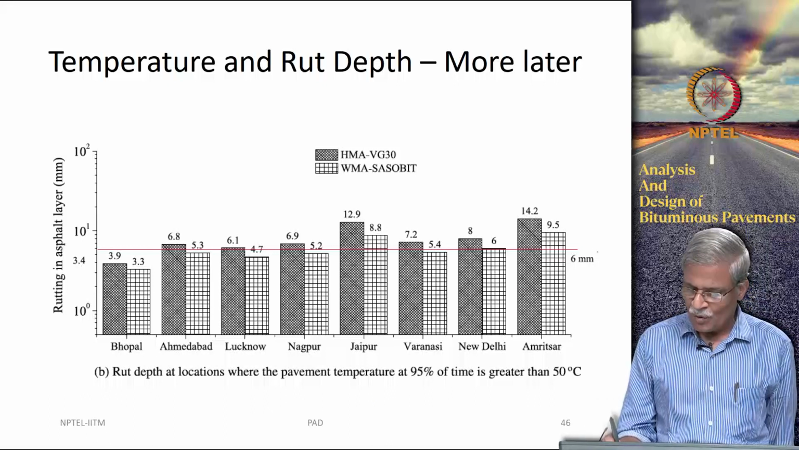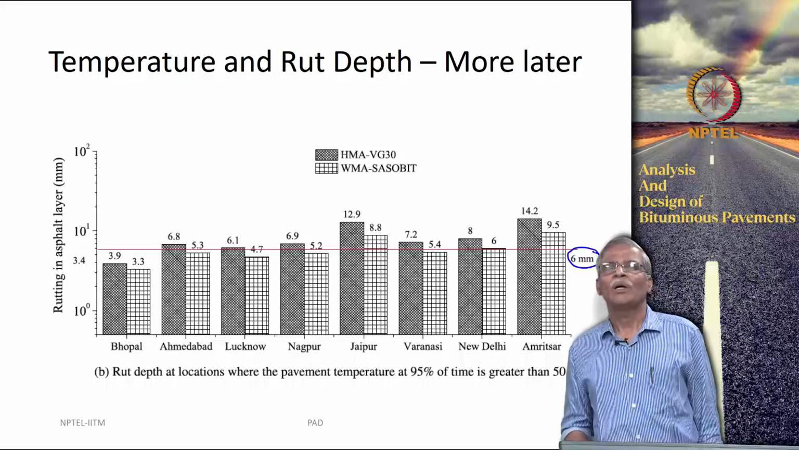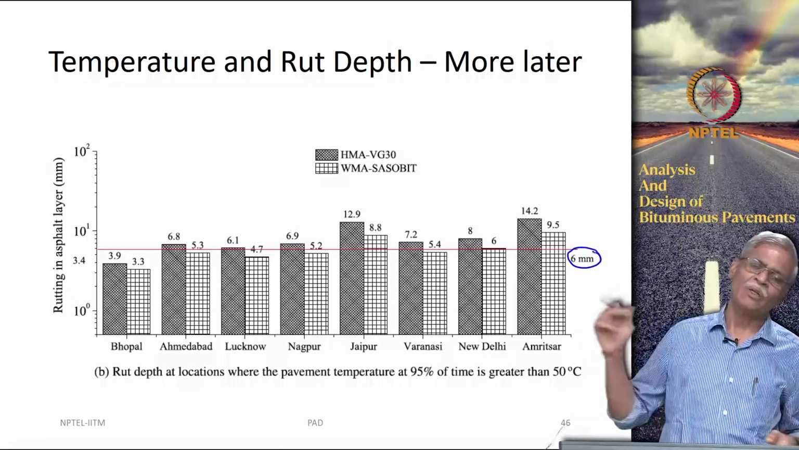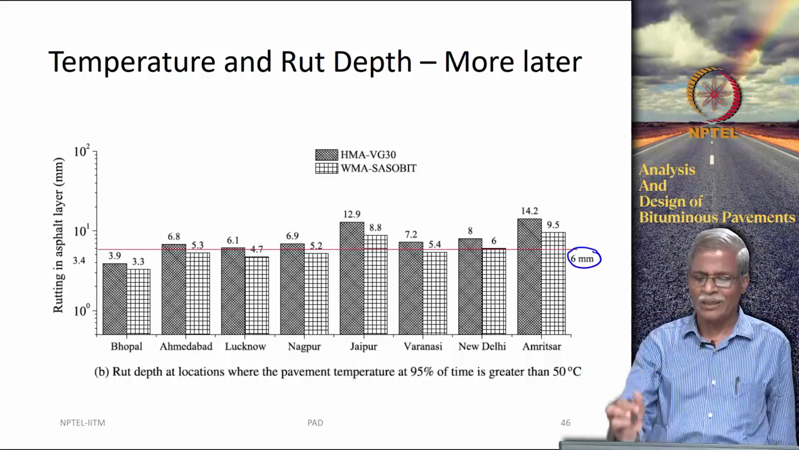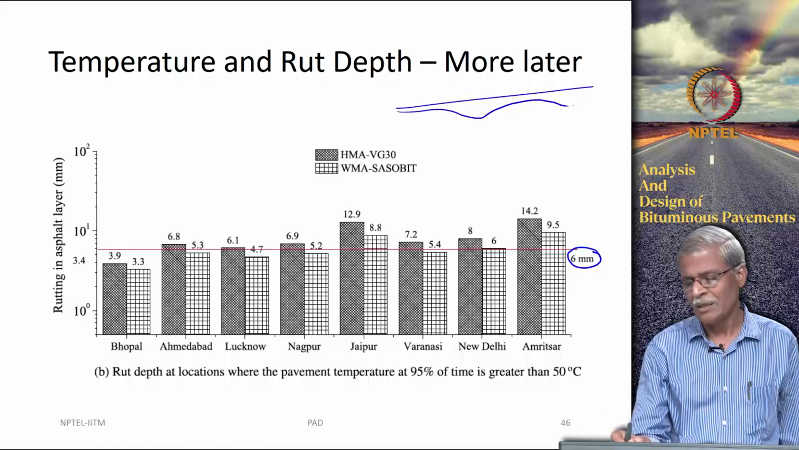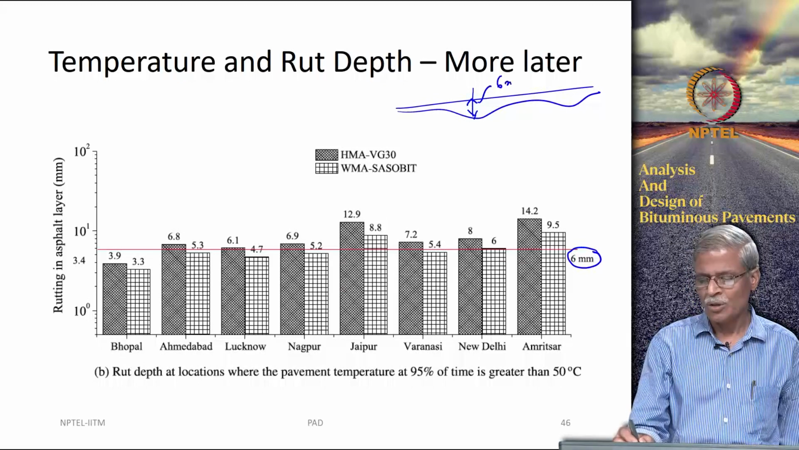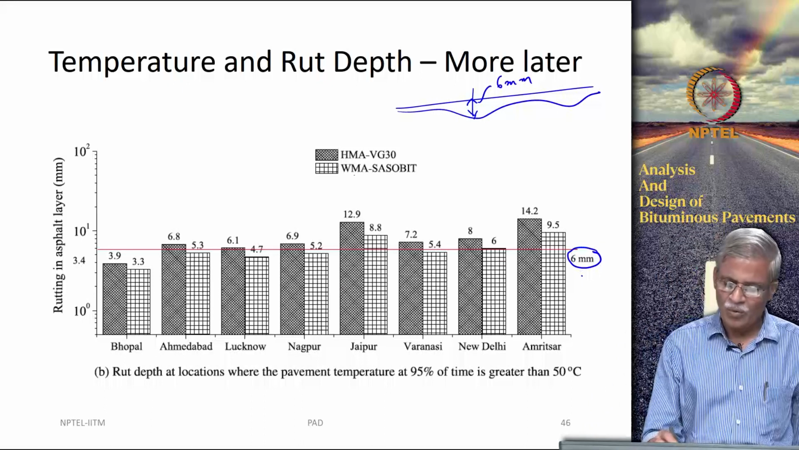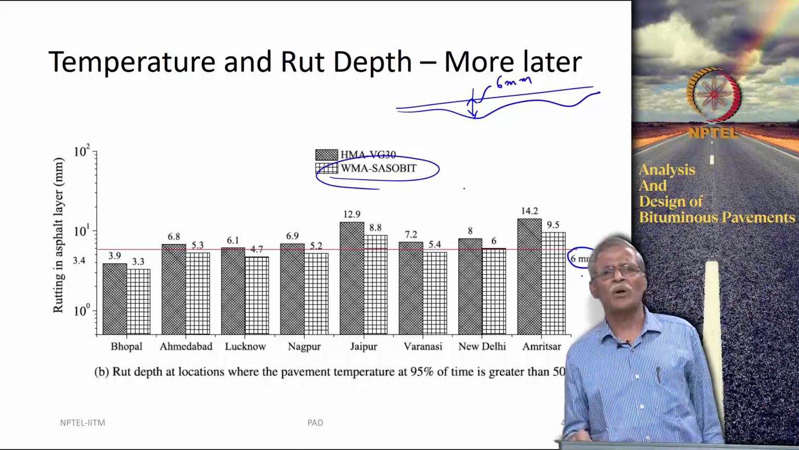So, if you take, let us say, 6 mm as the rut depth, I hope you remember what exactly is rutting, the longitudinal depression in the wheel path that you are going to see, and that depth that you actually measure here. So, let us say this is your road, and let us say there is a bump that you see here. So, this is written here as 6 mm. Now, do not worry about what is written here as WMA Sasobit. This is a warm mix additive.